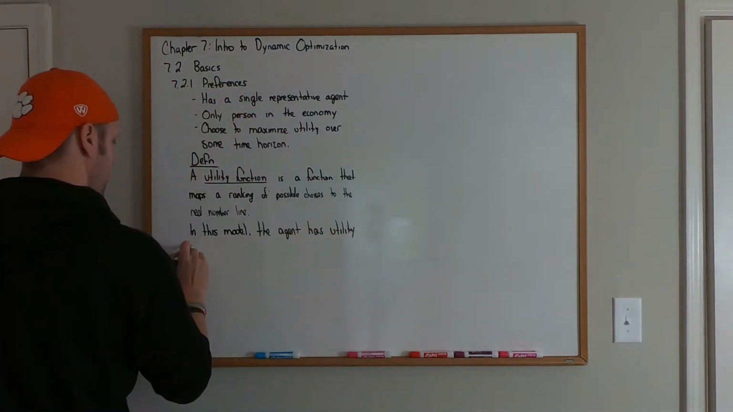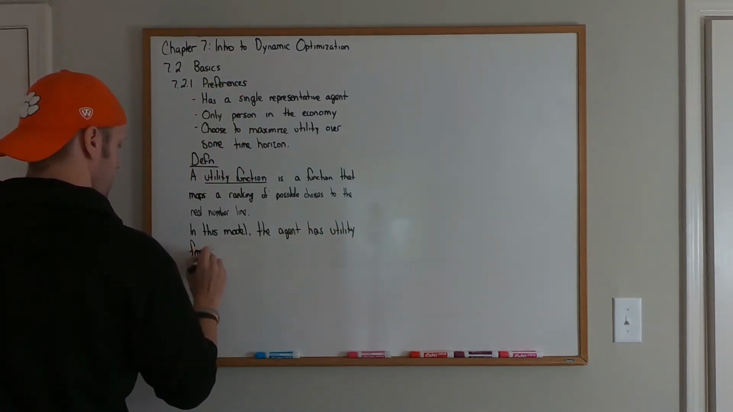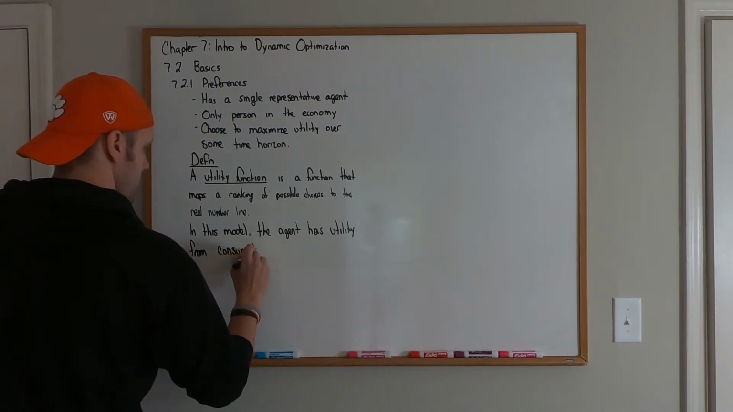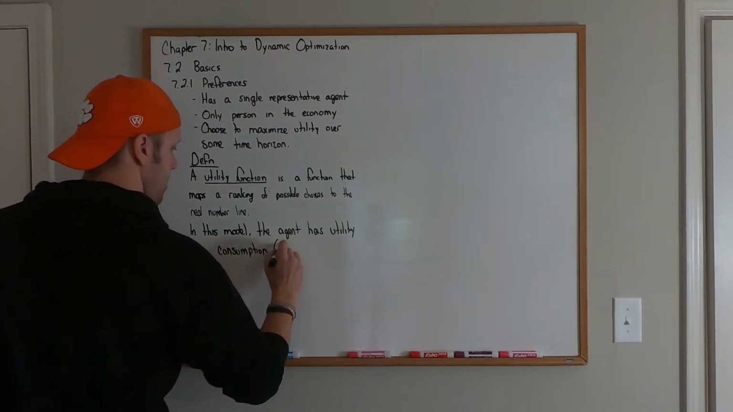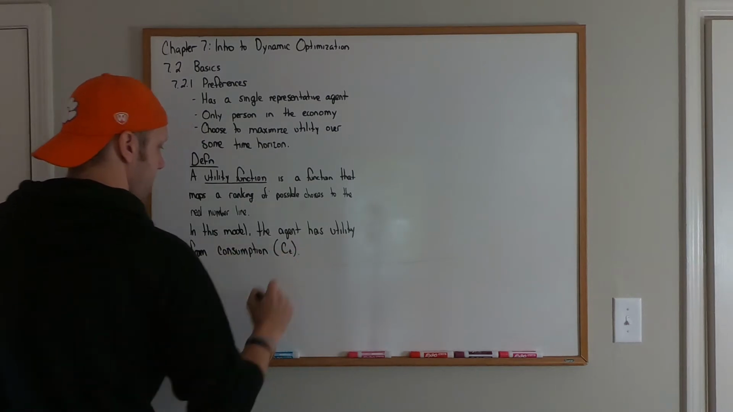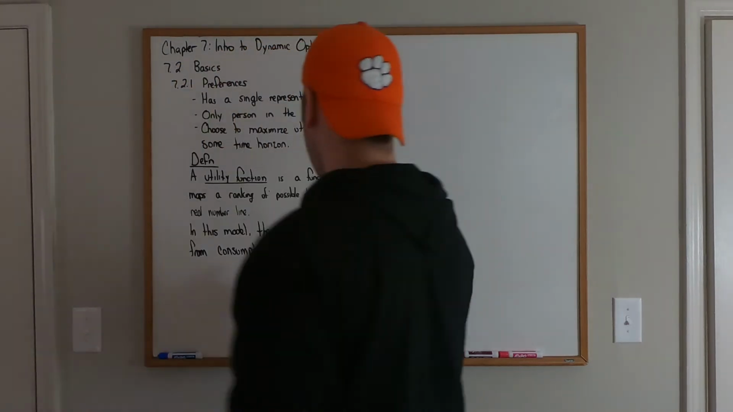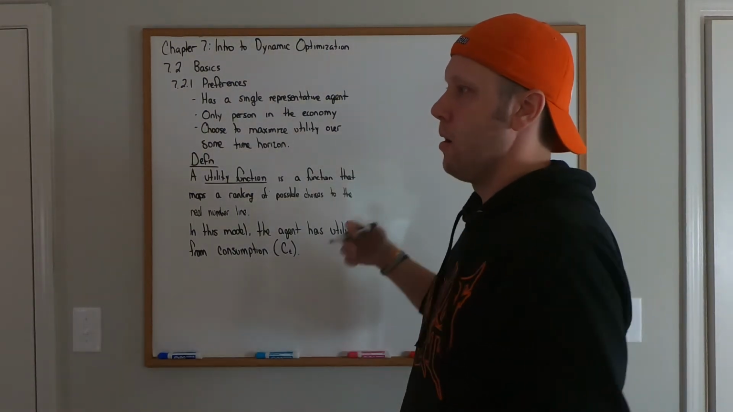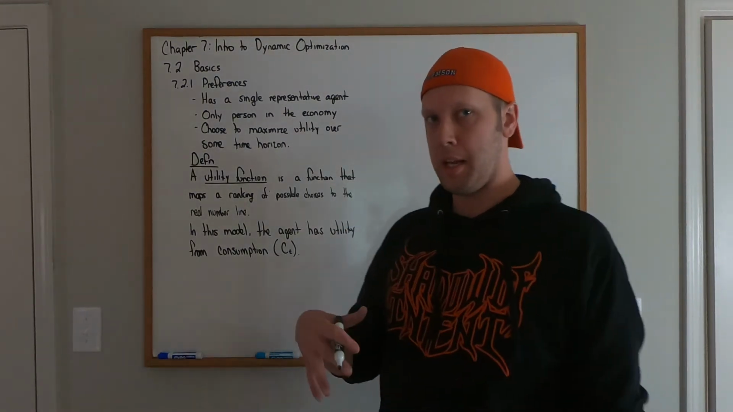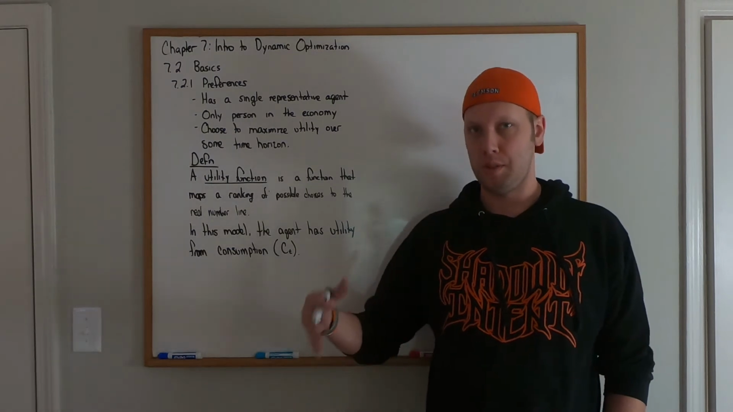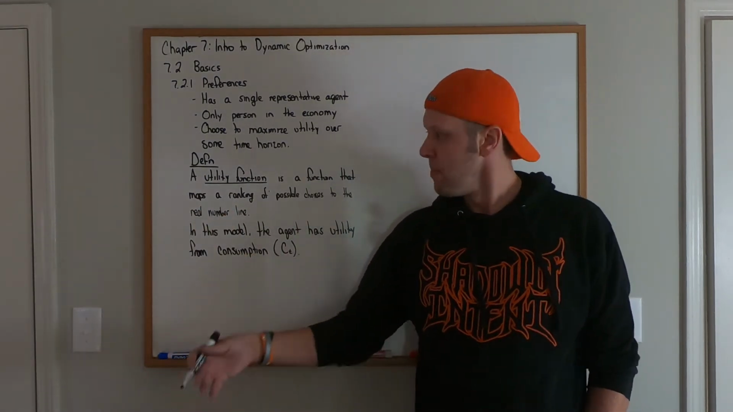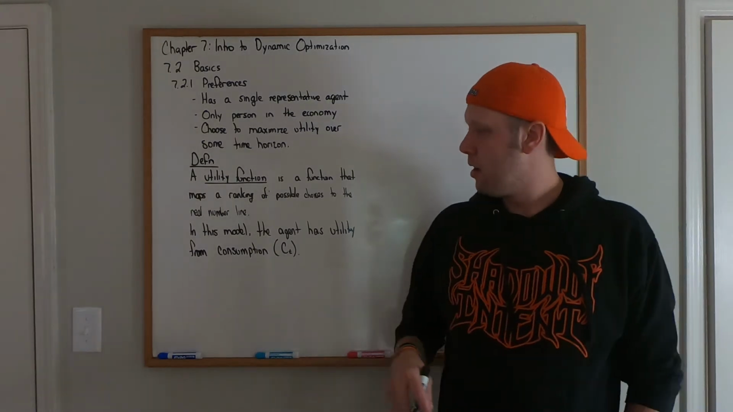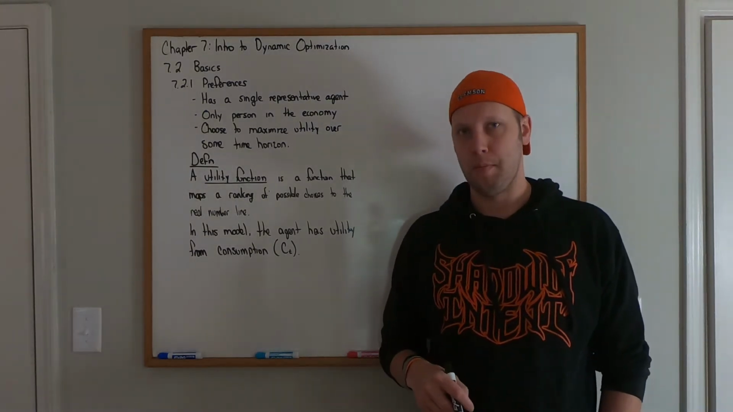the agent gets utility from consumption. We'll denote it C with a little subscript t. So we get utility from consuming stuff. Now, if you think like GDP, for example, Y equals C plus I plus G, what we're getting here is that we get utility from consumption.